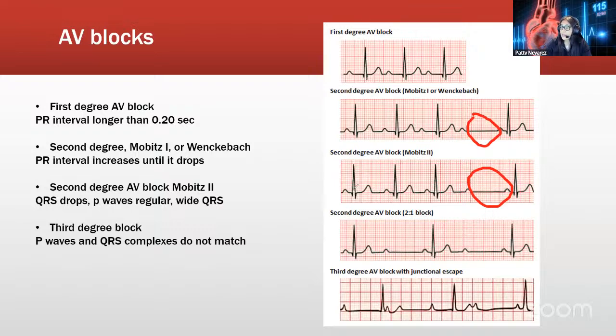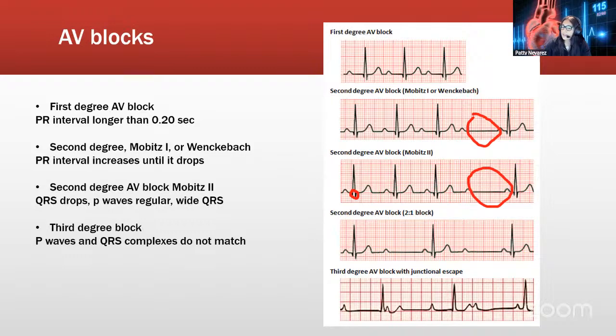Now the QRS is a little bit wider than 0.12, slightly wider. And then I'm going to go ahead and see that I am missing a QRS. So the ventricle is not getting the signal from the atria. So we are going to call this a drop. And therefore, in Mobitz 2, all of a sudden, there's a drop. The QRS is a little wider, and those are the two characteristics of Mobitz 2.